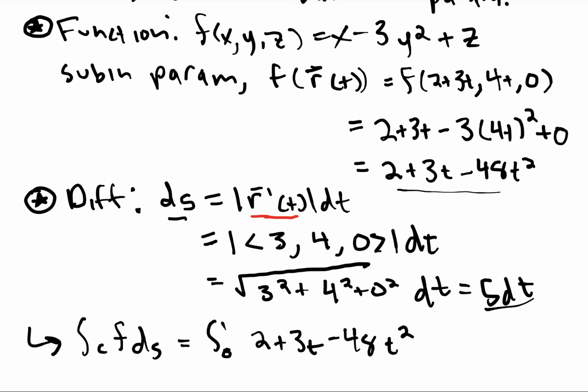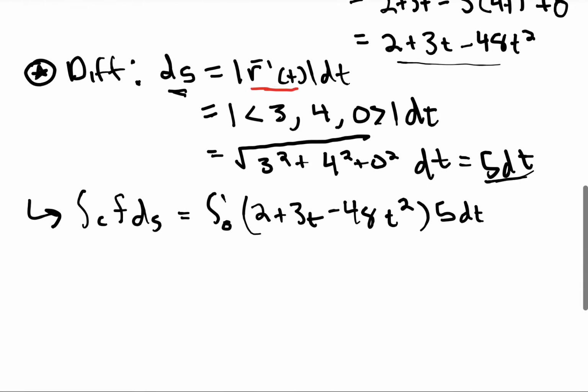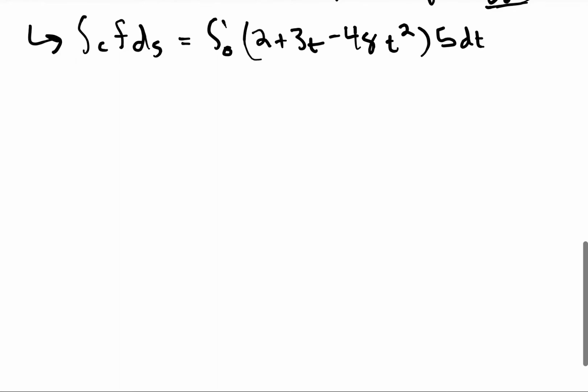And then my differential, we said that we were going to replace ds with, after we cranked out that magnitude times dt, this thing is being multiplied by 5 dt. And at this point, since I did ask for evaluation, we can clean this up and try to antiderive and solve. I'm going to go ahead and just pull that constant out front of this integral and then worry about antideriving everything else, okay? Your antiderivative of 2 is just 2t.